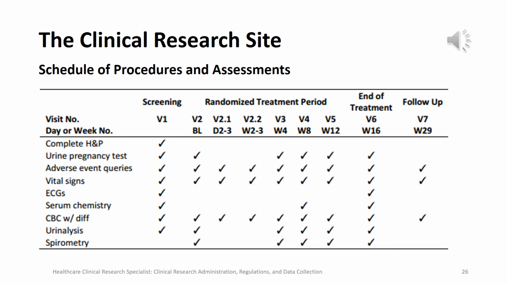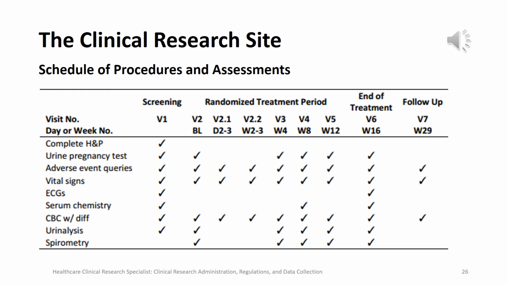So then as the subject comes back for visit 2, there's going to be another set of assessments that are done. They may be the same ones depending on how the protocol is set up. So in this case, once again, we're going to do the urine pregnancy test again, assess for adverse events, do vital signs, do the CBC, urinalysis, and we're going to conduct some spirometry maneuvers at that visit.